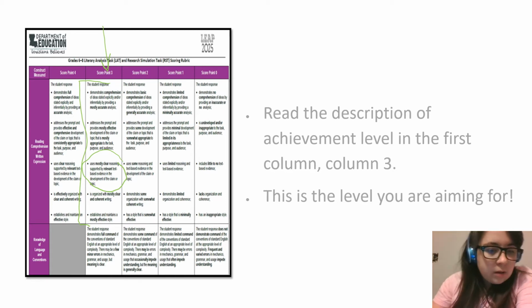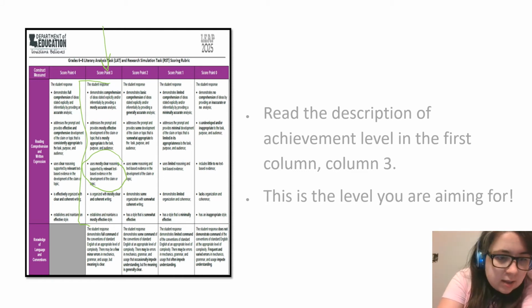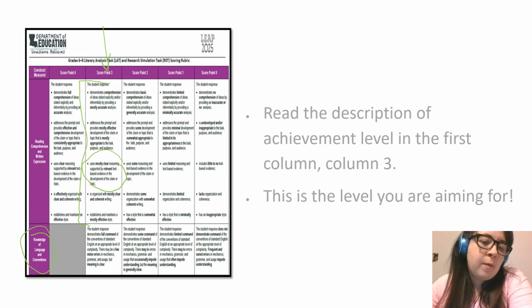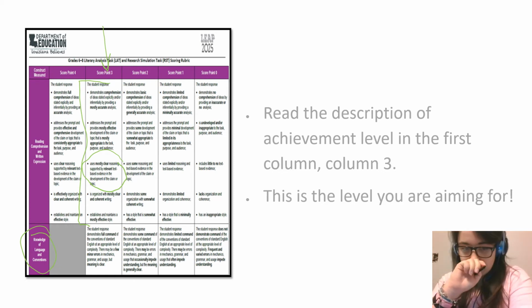The knowledge of language and connections, this section right here. Now, we've been talking about Quill, and this is why we've been talking about Quill. It says here, the student response demonstrates full command of the conventions of standard English at an appropriate level of complexity. There may be a few minor errors in mechanics, grammar, and usage, but meaning is clear. That Quill that we've been talking about, those are things to practice those skills, to practice those mechanics, to practice punctuation or apostrophes or commas, okay?